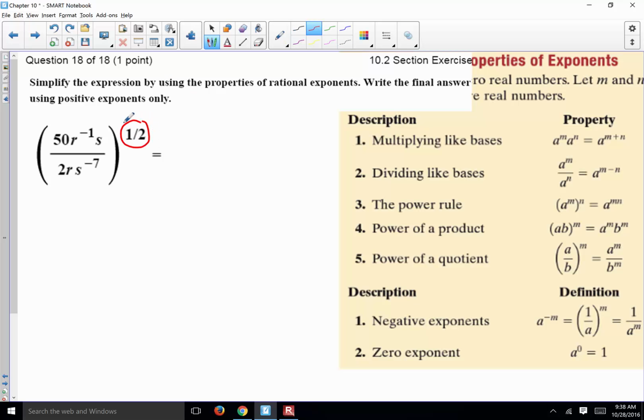We still pass this to the top and bottom first. Pass it to the top and bottom. So I'm applying rule number 5 here. Rule 5 says pass it to the top, pass it to the bottom, that 1 over 2. So 50 r to the minus 1 s, 2 r s to the minus 7. Each gets 1 over 2 around them. Next, we pass this 1 over 2 further to each and every term.